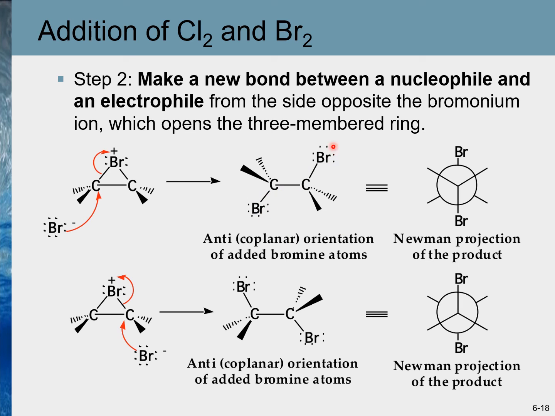Now this kind of arrangement in which one atom attacks from the top side and the other atom is added to the bottom side is known as anti-coplanar orientation. The Newman projection of this anti-coplanar orientation is shown here, and as we can see in the Newman projection, one of the bromide units is on the top side and the other one is at the bottom, and these two are the stereoisomers of each other.